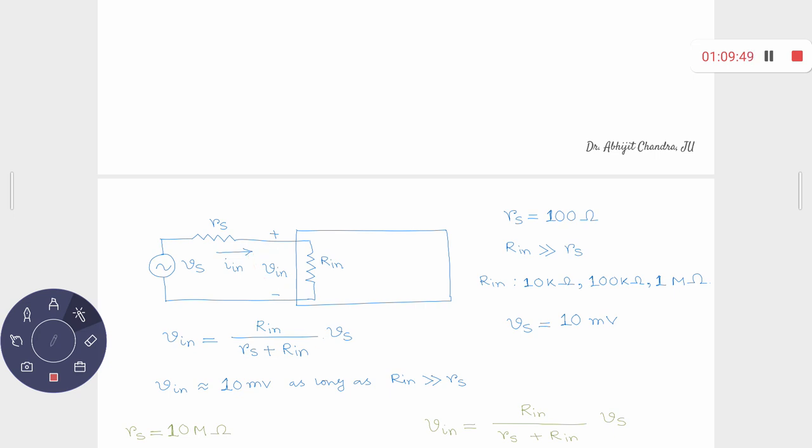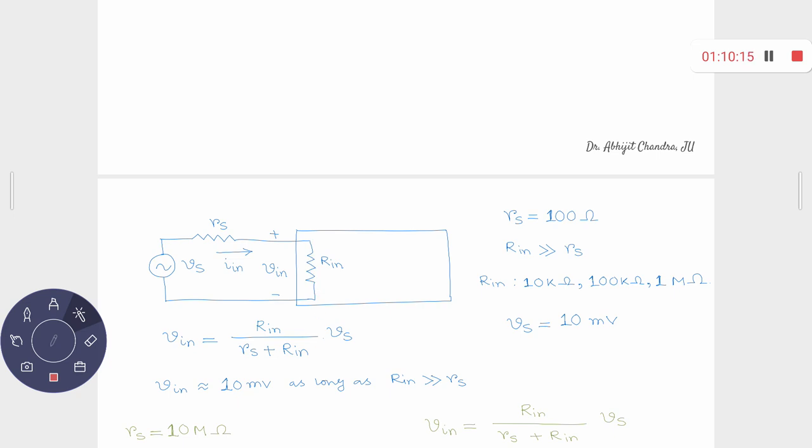All the signals that you have applied, not that the entire signal gets coupled. A portion of the signal gets lost over there, isn't it? Then what is that voltage which is actually coupled to the input of the amplifier? You have to apply a simple voltage division law. So what is that? Vin, this voltage, equals the total voltage Vs upon the total resistance Rs plus Rin, multiplied with Rin.